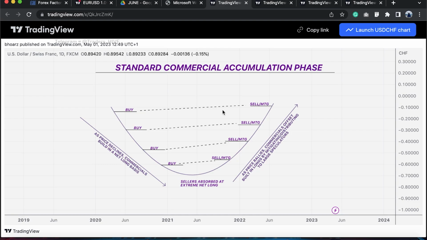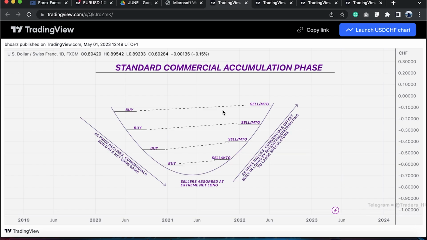So we're going to go over some really basic concepts which we did not touch on in modules 1, 2 and 3. Alright, so today we're going to talk about the market maker buy model, and then the next video is going to be on the market maker sell model. Now, the market maker buy model just stemmed from the standard commercial accumulation phase, which we talked about in module 2 when we were talking about the COT report.